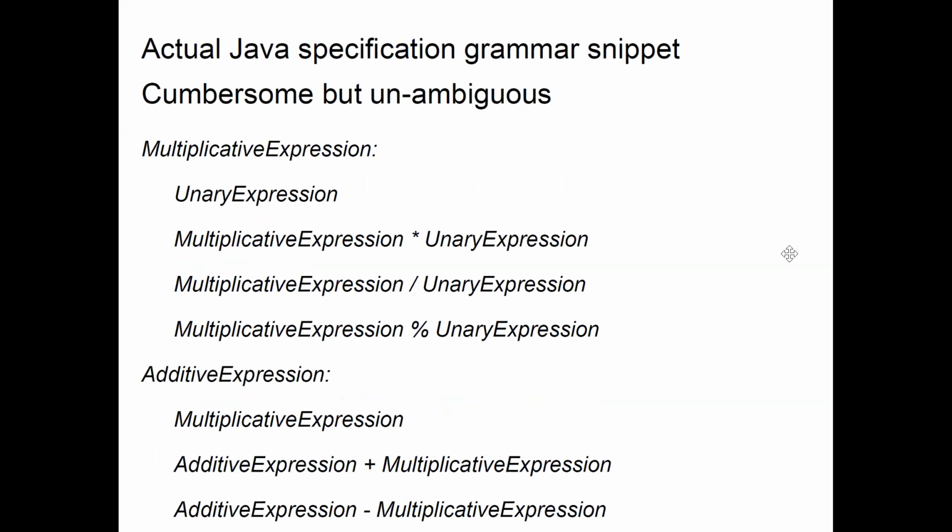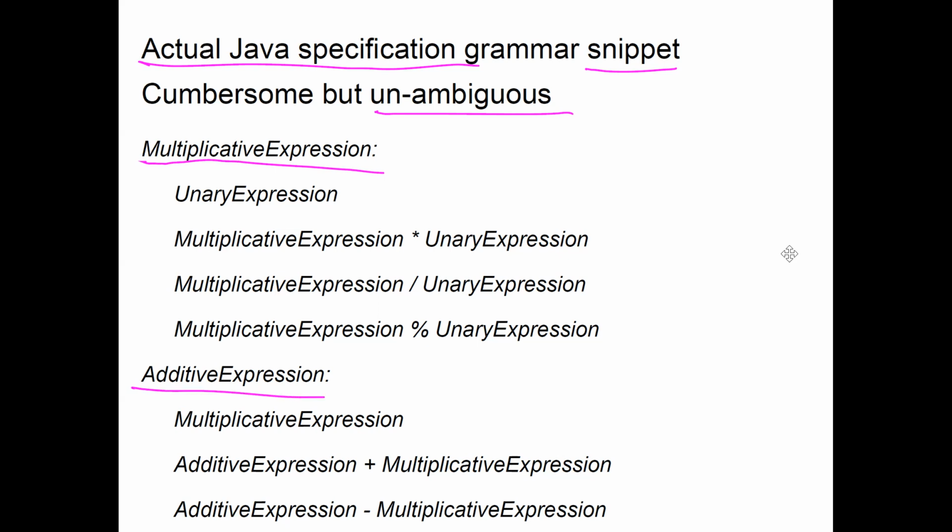And this issue of ambiguity is really, really important. So the context-free specifications of languages, like programming languages, has to be unambiguous. So a lot of work is put into making grammars not ambiguous. This is a snippet of an actual specification for the Java programming language. And it is a bit cumbersome, but the reason why it's so cumbersome is also because it has to be unambiguous. So you have things like a multiplicative expression and an additive expression.